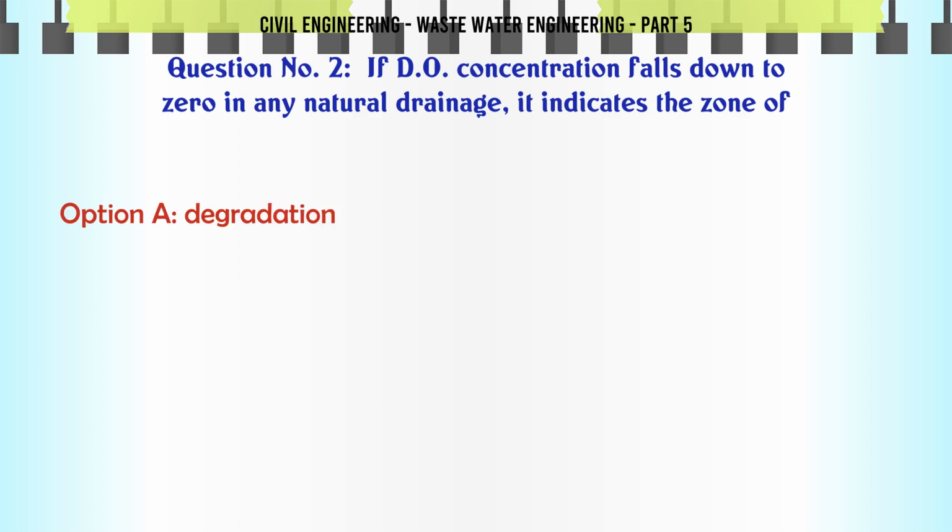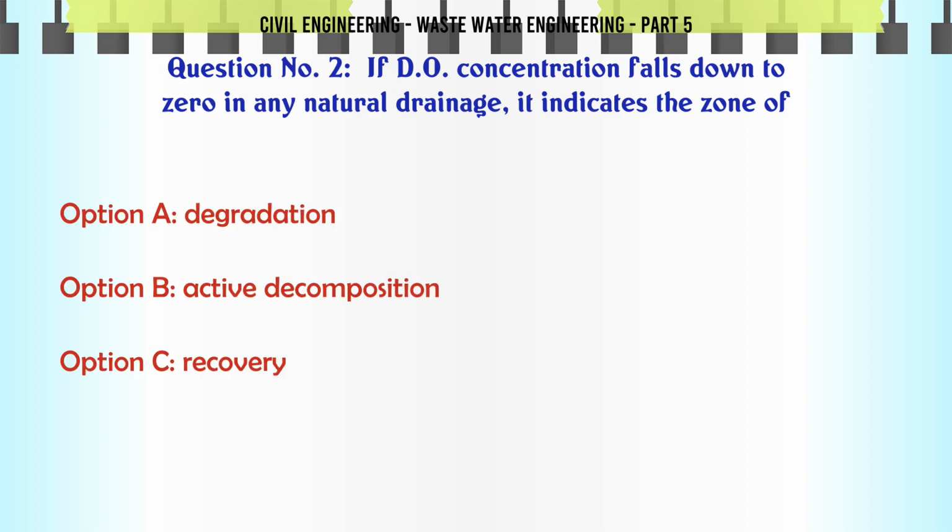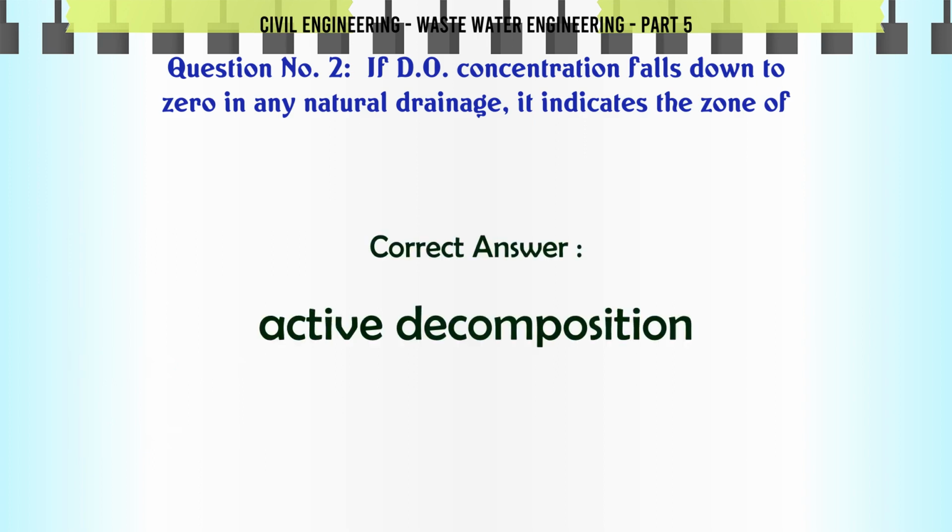If D.O. concentration falls down to 0 in any natural drainage, it indicates the zone of: A. Degradation, B. Active decomposition, C. Recovery, D. Cleaner water. The correct answer is active decomposition.